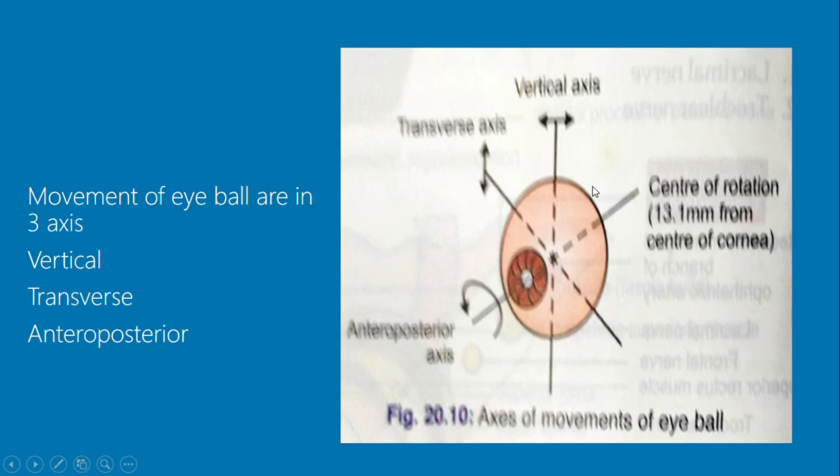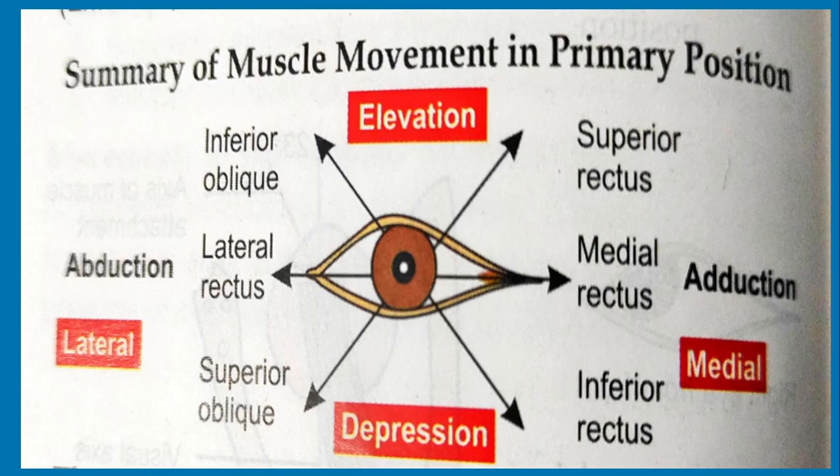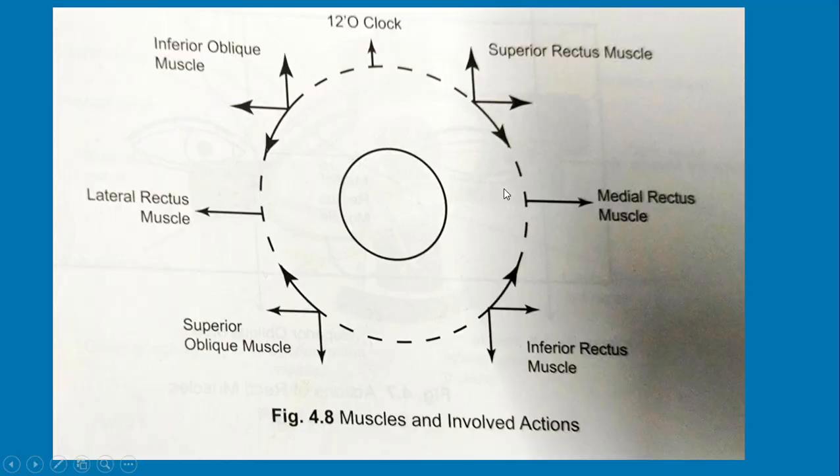Ma'am. Yes, ma'am. So movement of the eyeball we have studied. There is elevation, depression, adduction and abduction with the help of recti and oblique muscles. In a 12 o'clock position, superior rectus, upward, medially, it is helping for the upward movement, medially rotate, the adduction.